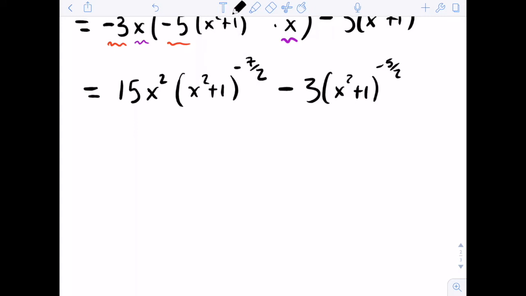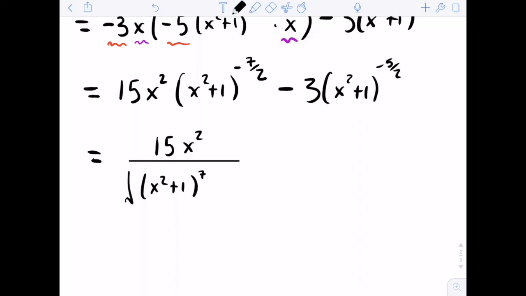So that's technically the derivative, but I'm just going to rewrite this so that we have some square roots back in there. We can rewrite this as 15x squared divided by the square root of (x squared plus 1) to the 7, and then minus 3 divided by the square root of (x squared plus 1) to the power of 5. Remember, they're in the denominator because of the negative sign, and they are the square root because of the 1/2 in the power there.